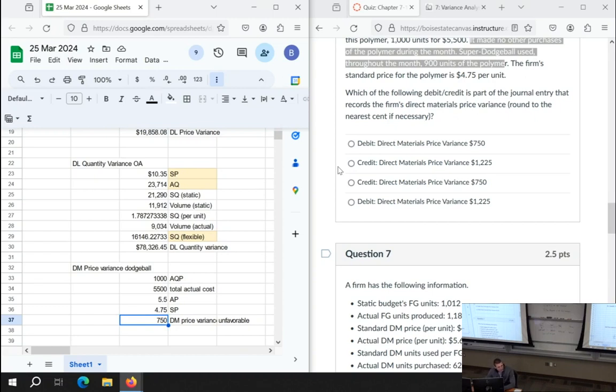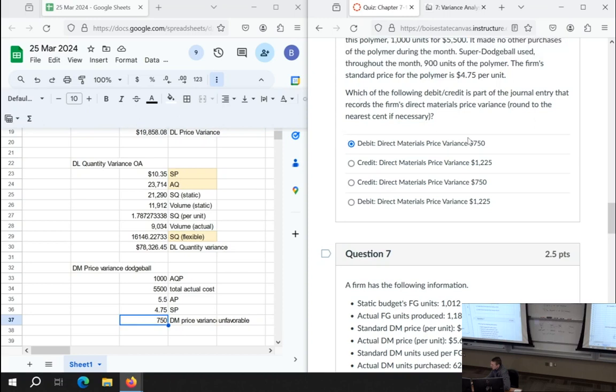Is unfavorable a debit or a credit? Debit. Remember, variance accounts are expense accounts. Expense accounts go up with a debit. More expenses are worse than less expenses. Business rule. So it's this one. Unfavorable 750 means that the part of the journal entry recording purchasing this direct material that goes to direct materials price variance is going to be a debit of 750. That line in the entry.